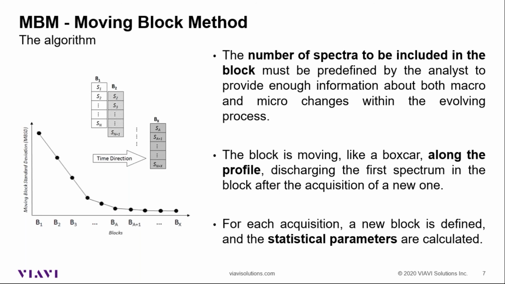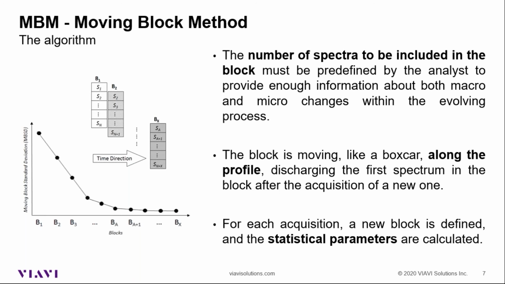knowing your process and knowing the macro and micro changes that you have inside the blender. When I have decided the dimension of the block, this block will move exactly like a boxcar along the profile, along the spectra that I'm acquiring. So it's a small group of spectra that is changing over time. And what is happening is that I will continue considering 5 spectra, for example, let's use 5, and I will discard the first spectrum when a new one is acquired.